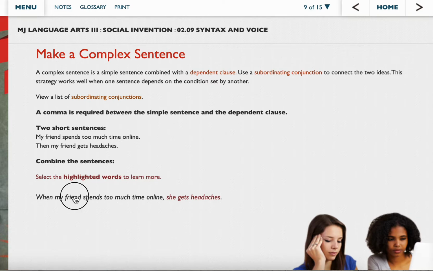When my friend spends too much time online is the dependent clause. That is, it cannot stand on its own. She gets headaches is a simple sentence. I can combine them into one full complex sentence.